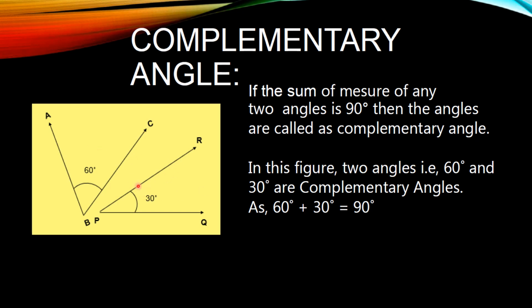If you observe this figure, angle ABC, what is the measurement of angle ABC? 60 degrees. Okay, my children. Now come to angle RPQ. What is the angle? 30 degrees. Okay, my children. What is the sum of these two angles? 60 plus 30 degrees. What do you get? 90 degrees. So these two angles, angle ABC and angle RPQ, are said to be complementary angles. Understood this point, my dear children? Right. One angle is said to be complementary angle of the other. Understood this point, my dear children?